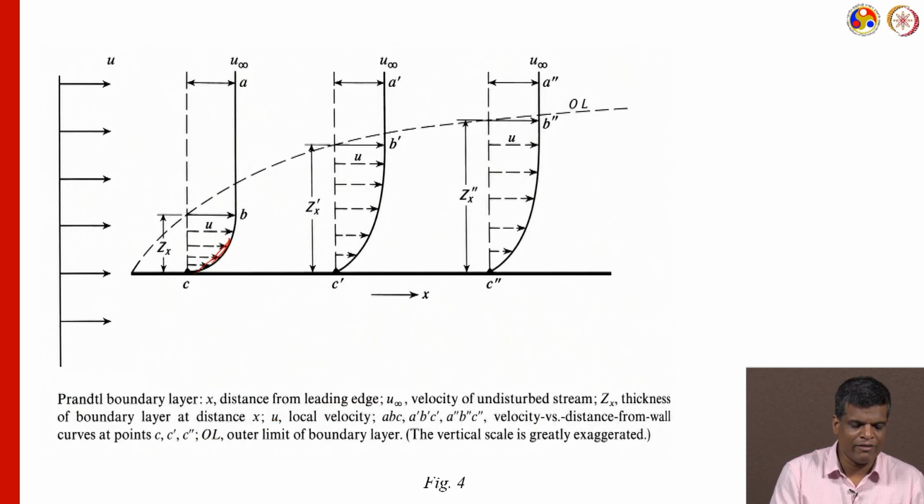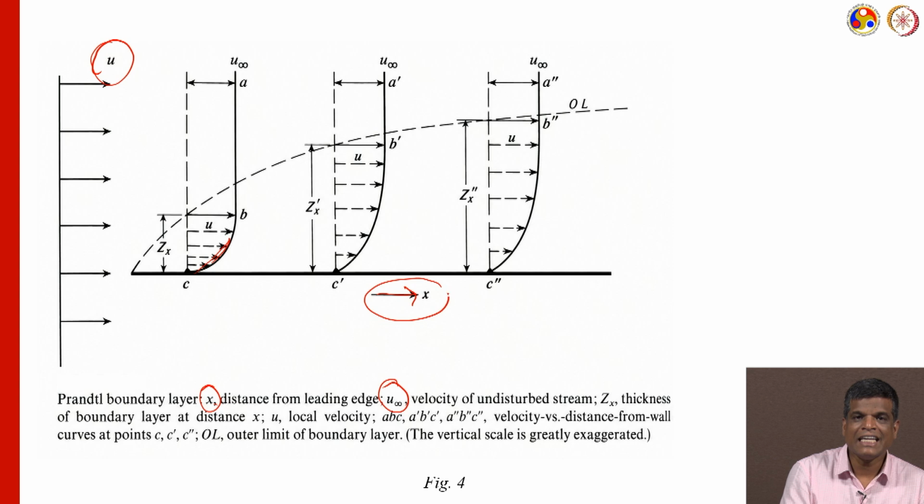This is a graph for the boundary layer. This velocity u is the velocity here. You can see here u is the velocity, then u infinity is the free stream velocity. So the first is this boundary layer, the parallel boundary layer. X is the distance from the leading edge. Where is the x here? X is here, the leading edge. Then u infinity is the velocity of the undisturbed stream, here u infinity is 1, just for our understanding.